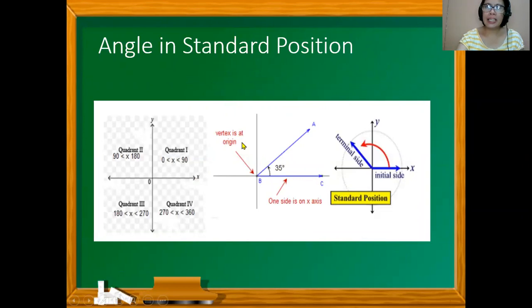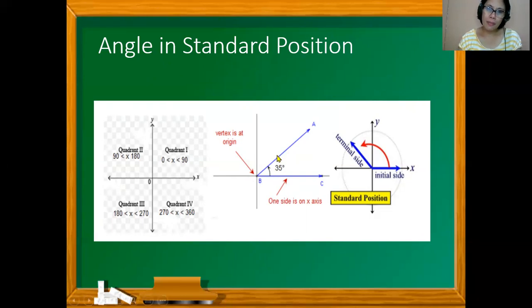Now, how about an angle in standard position? An angle is in standard position if its vertex is at the origin and its initial side is along the positive x-axis. The figures below are in standard position. An angle in standard position is said to lie in the quadrant in which its terminal side lies. So an acute angle is in quadrant 1 and an obtuse angle in quadrant 2.